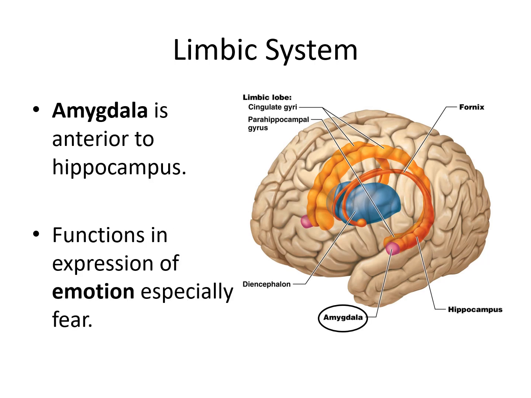Another region is the amygdala. The amygdala is just anterior to the hippocampus, at the very tips of these horns. Here's the left one, and here's the right one. And these function in expression of emotion, especially fear.